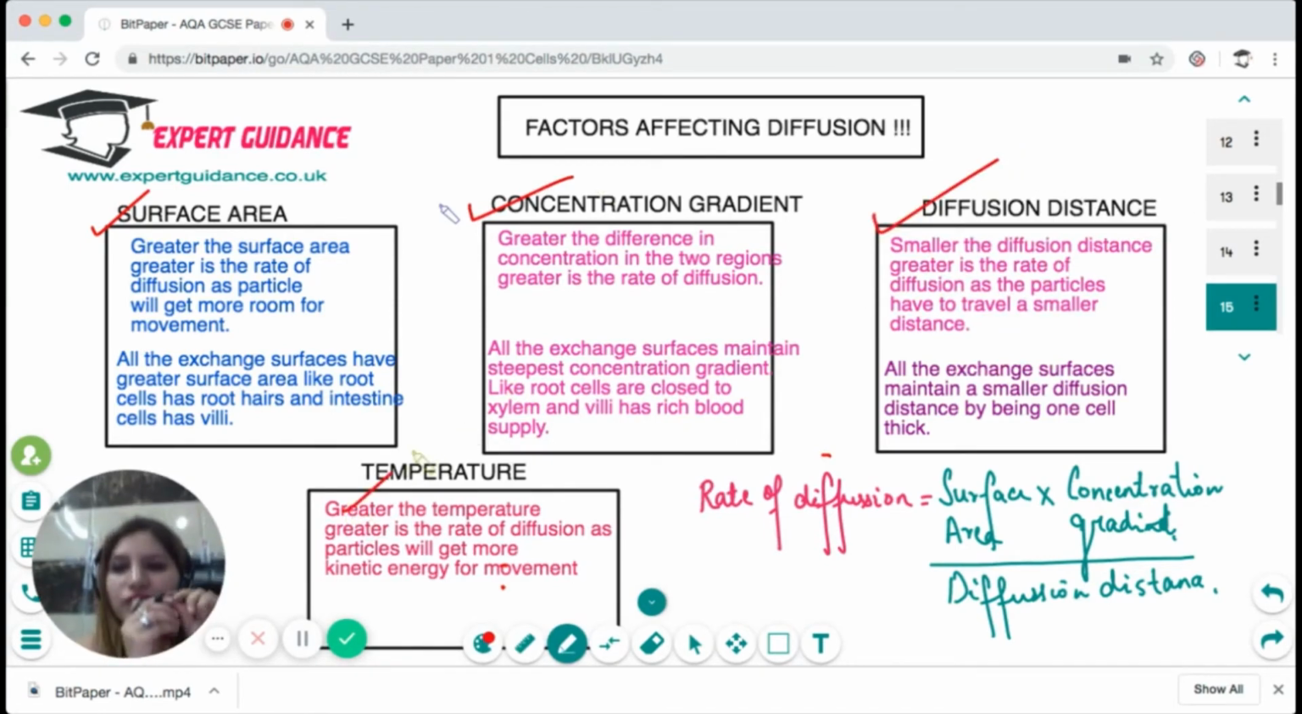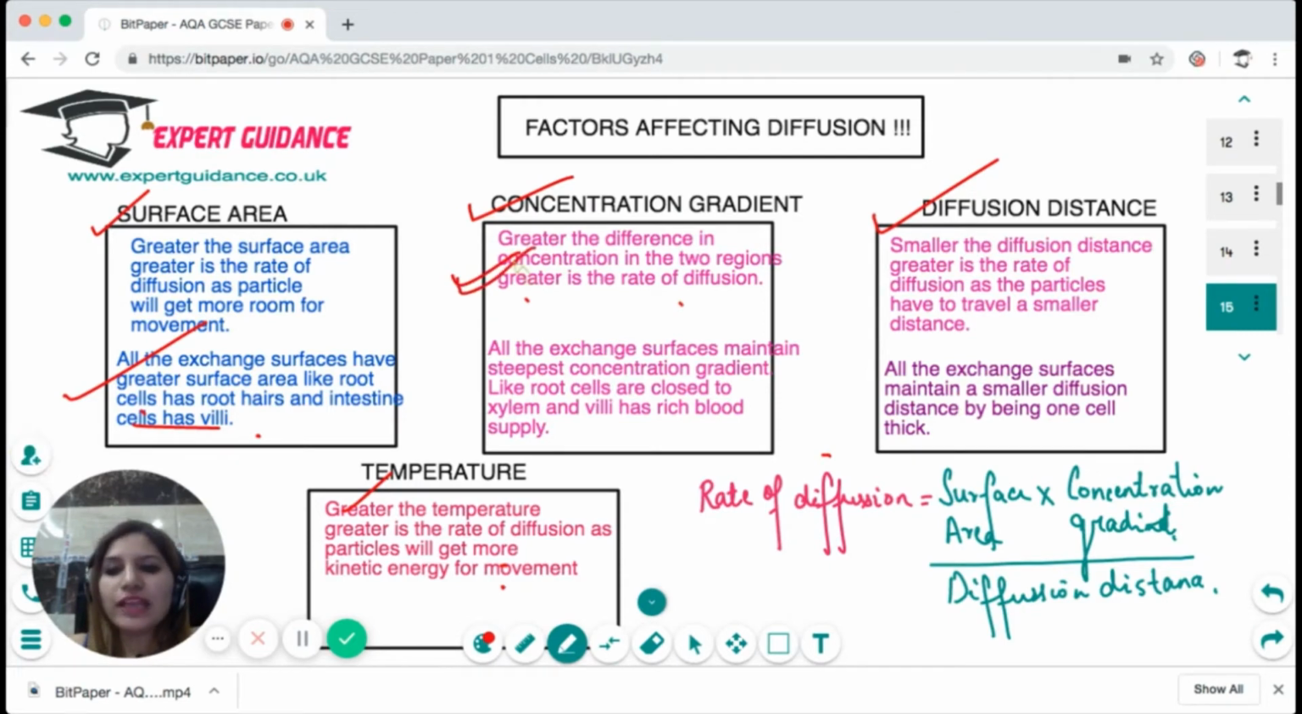Now, the greater the surface area, the greater is the rate of diffusion of the particles, because if the surface area is more, the particles will get more room for movement. So all the exchange surfaces have a greater surface area, like the root cells have root hairs and the intestine has villi. The greater the concentration gradient in the two regions, the greater is the rate of diffusion.